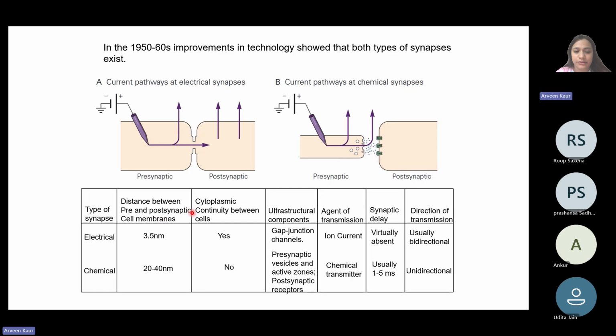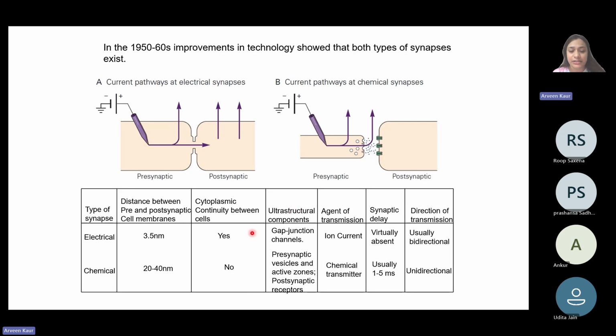The distance between pre and postsynaptic cell membranes in the case of electrical synapses is very small. It is 3.5 nanometers, while in the case of chemical synapses, it can be much higher, around 20 to 40 nanometers. In electrical synapses there is a continuous cytoplasm over here, whereas it is non-continuous in chemical synapses.